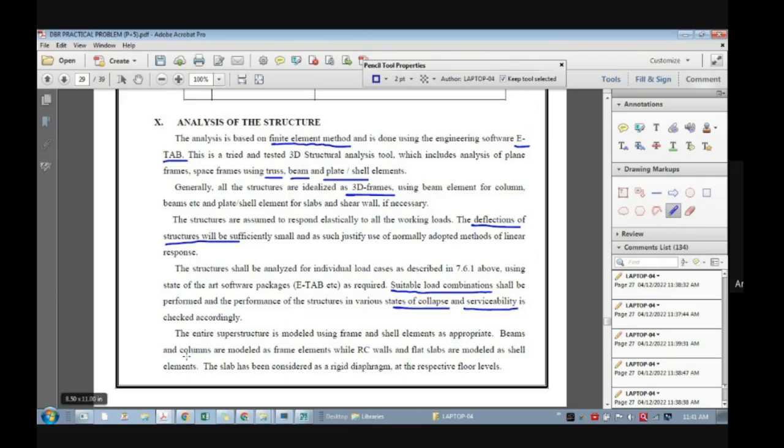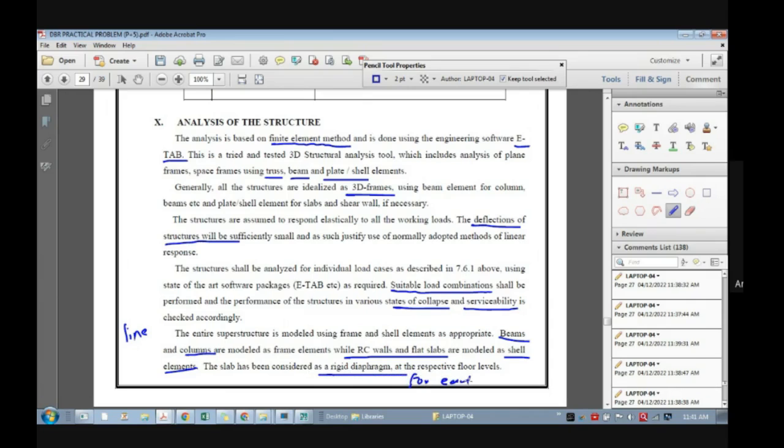And beams and columns are modeled as RCC beams, and RCC walls and flat slabs are modeled as a shell element. So you know that in software we model beams and columns as a line element, and we model walls and slabs as a shell element. And the slab shall be considered a rigid diaphragm for earthquake purpose.